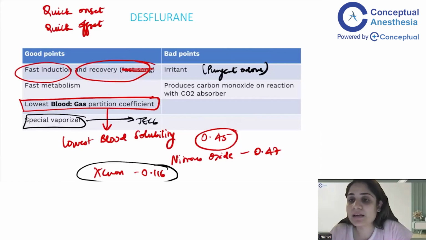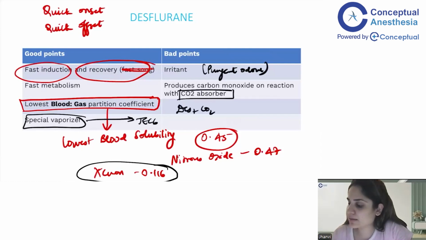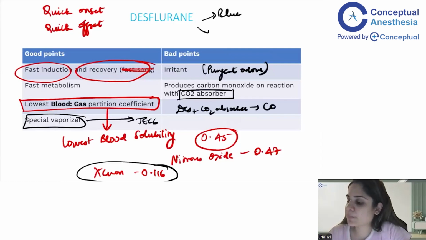Okay. Then, just like sevoflurane, desflurane can also react with carbon dioxide absorber, and it can lead to the formation of carbon monoxide. We all know that carbon monoxide binds to hemoglobin and has a large affinity for hemoglobin. As a result of this, carbon monoxide is not very good for the patient. Okay. Then the color of the vaporizer of desflurane is blue. The MAC of desflurane, as we all know, is 6.